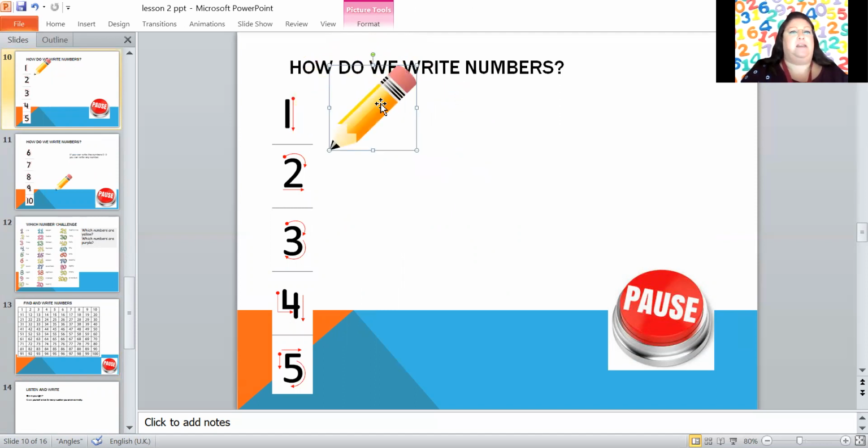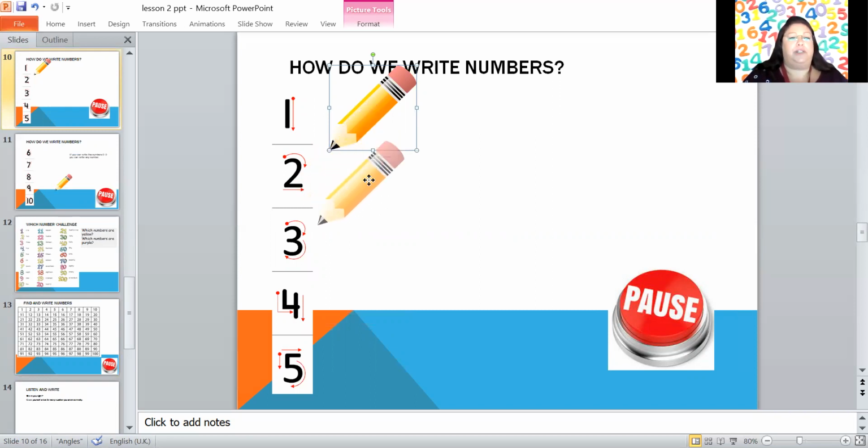Fabulous. Now, if you want a bit of practice for any of these numbers, remember you can press pause at any time and have a bit more time to practice. So here's your number 2. We're going to start at the top and go round the bend, down the line and across. And we're going to finish at the opposite side. Sorry, I made a mistake then.